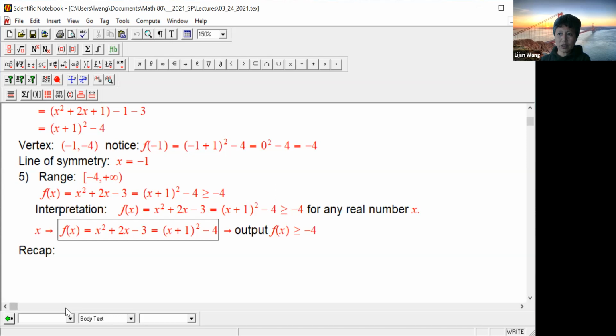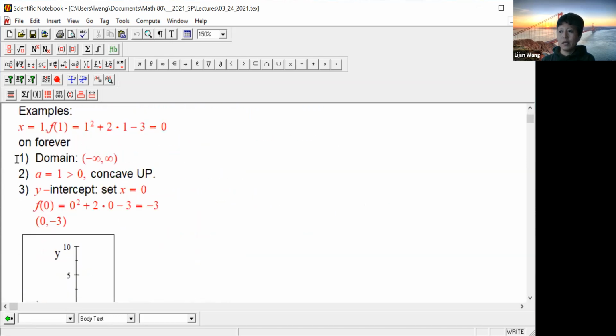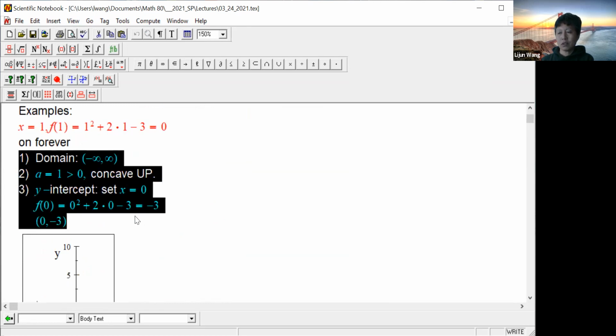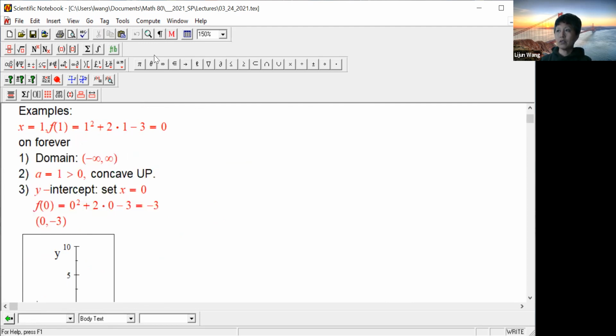The first of the 9 questions was the domain, and the domain is all real numbers. The range is answered much later. You can use interval notation, you can also use words: all real numbers, meaning that any number can be the input. Second question, concave up or concave down? Concave up because A is greater than 0. You don't have to tell even what value A is. You can just say A is positive, therefore it's concave up.